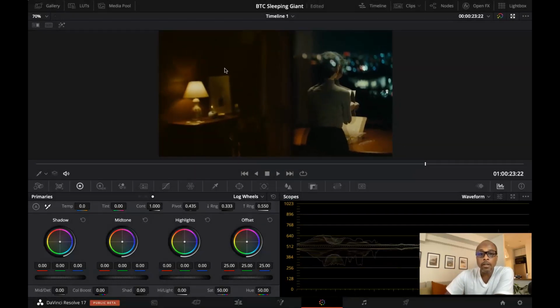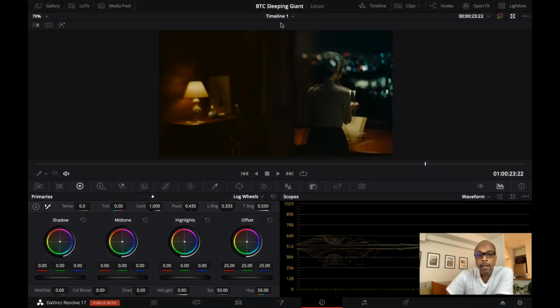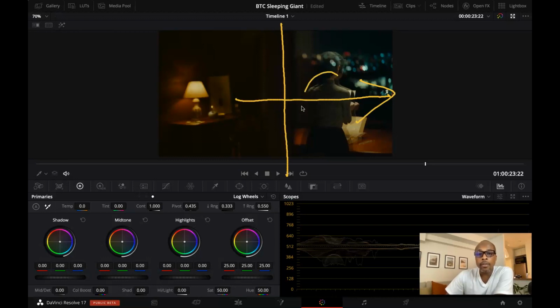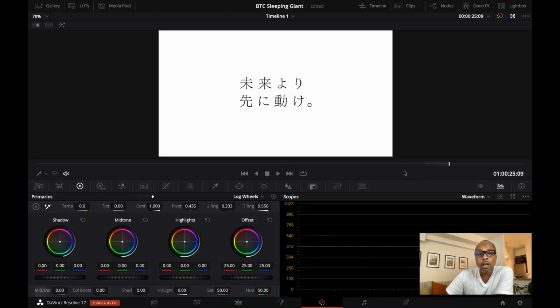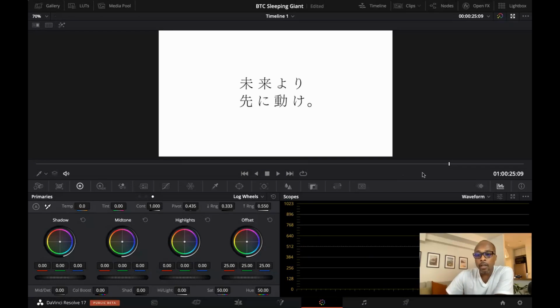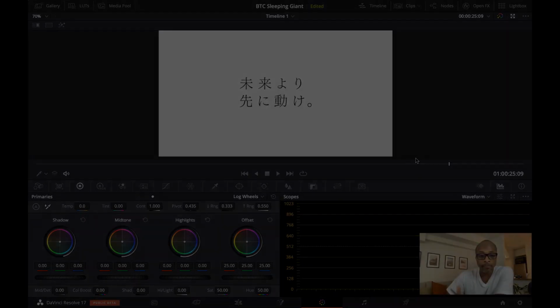Okay, so this is the finale. This is the final shot here. And now, finally, she has moved across the frame. And in line with the tagline, which is move ahead of the future, she has now moved ahead of the future. And you can see the tagline here in Japanese, meaning the same thing. So I think the director of this commercial has done a fantastic job at communicating cinematically.